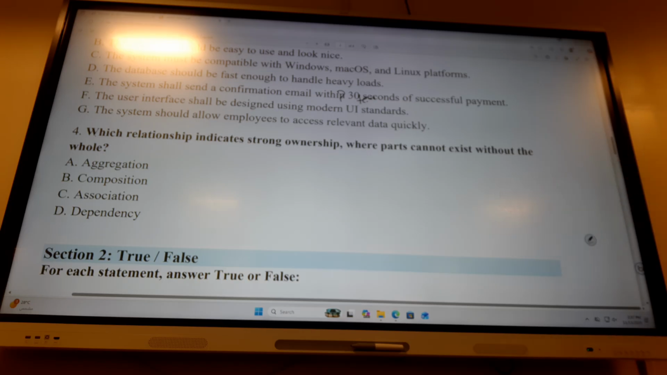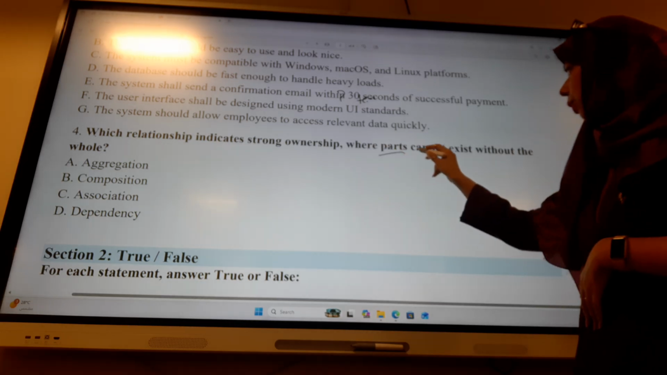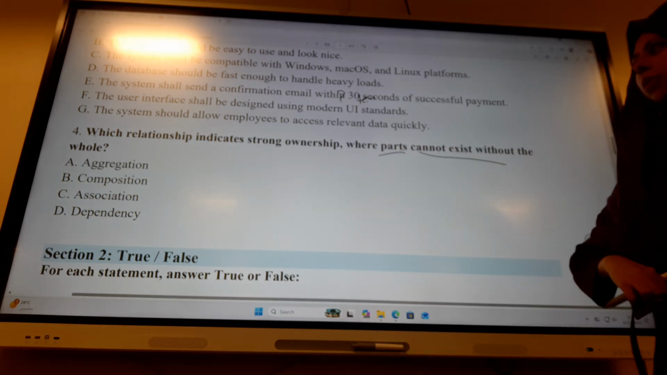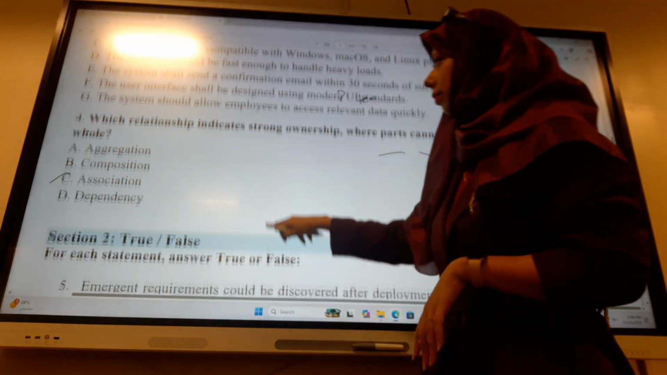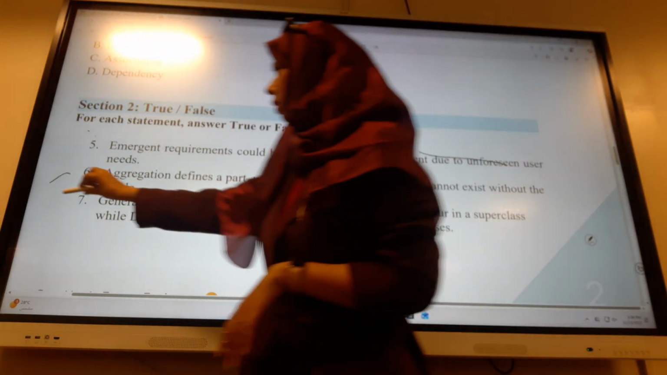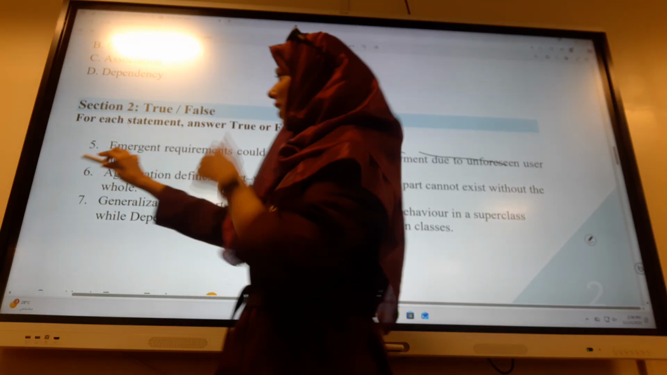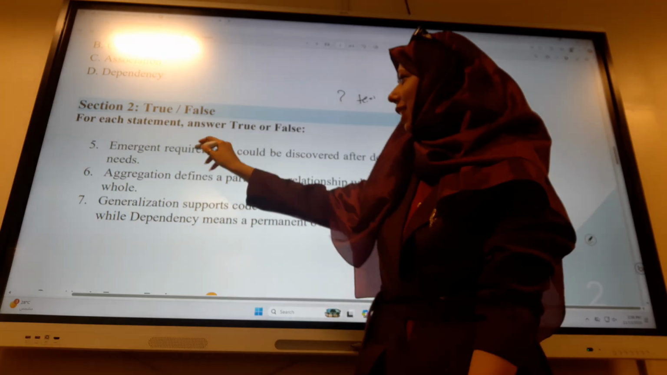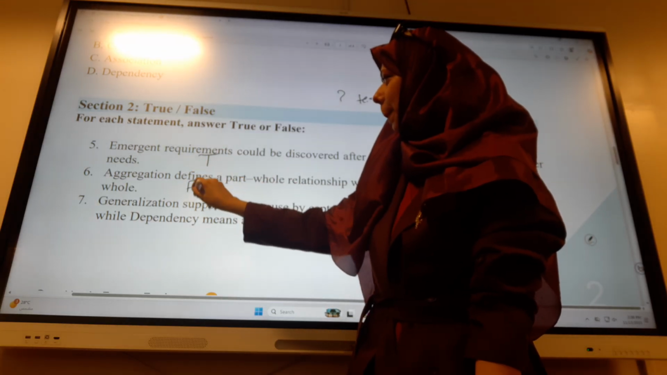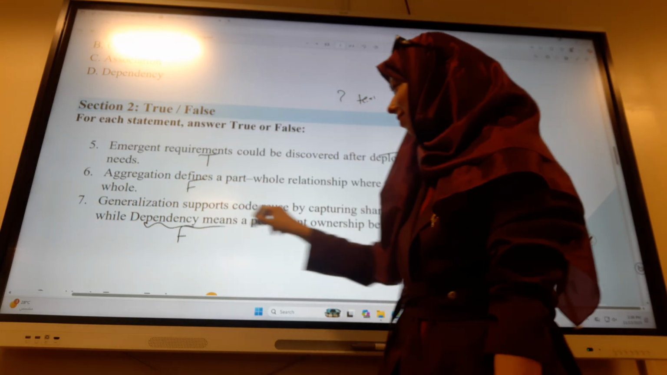Composition. Which relation indicates strong ownership when we have a part and a whole, so the part cannot exist without the whole? What do we call it? Composition. Excellent. Okay. True, false? True, false, false. True, false, true. True, false. Because it's dependency, true, isn't permanent. Exactly. Just that part.